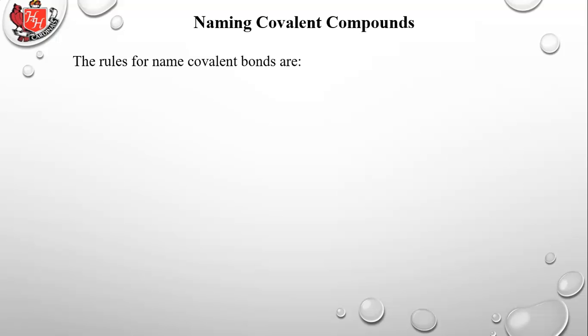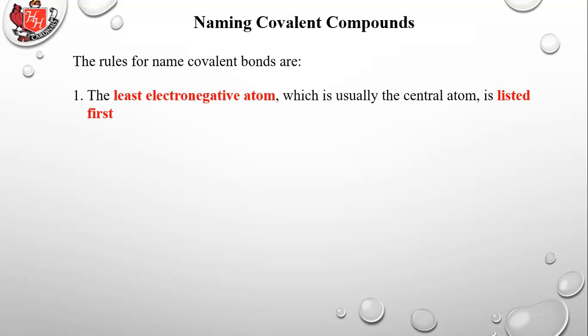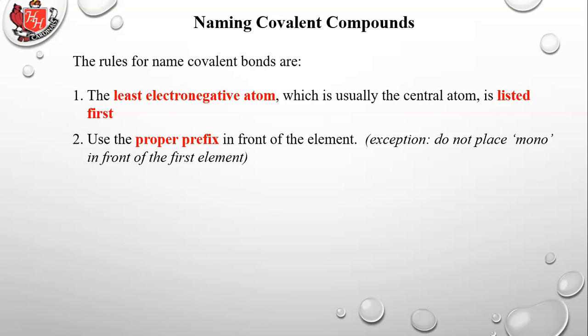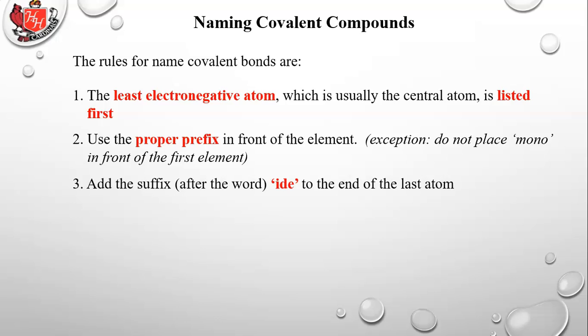The rules for naming covalent bonds are: 1. The least electronegative atom, which is usually the central atom, is listed first. 2. Use the proper prefix in front of the element. Exception: do not place mono in front of the first element. 3. Add the suffix IDE at the end of the last atom.